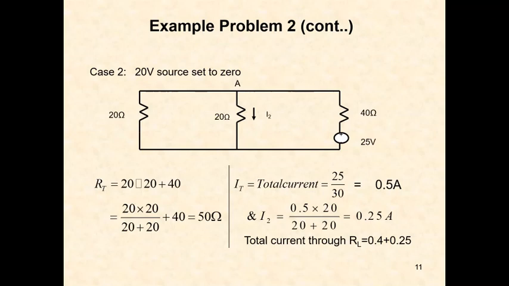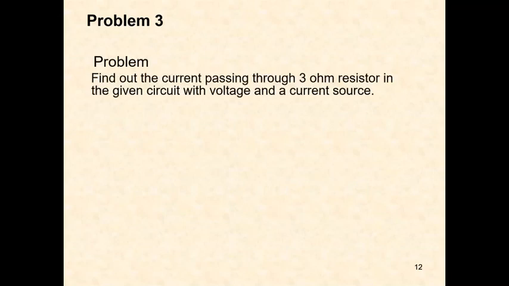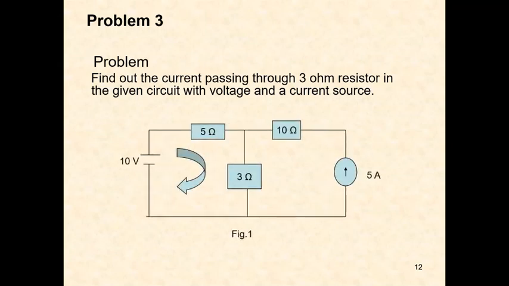So like this we can solve by using the simple superposition theorem. Now I am explaining this with another example. Take another example. Find out the current passing through the 3 ohm resistor in the given circuit with voltage source and current source.